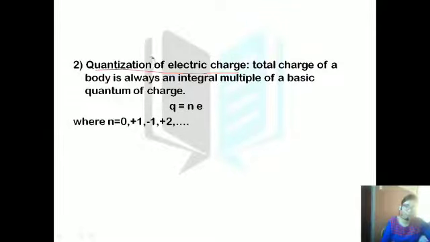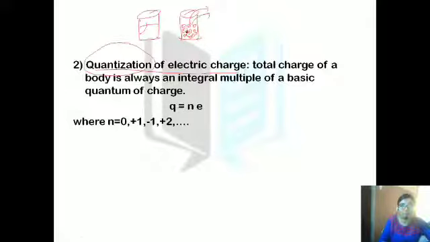First we need to understand what we mean by quantization. For that we will take a simple example. If we consider two containers, in the first container we have water, in the second container we have hailstones. If you want to transfer this water, we can move the water by any amount. But if you want to move these hailstones, we have to move them one by one. That means we can count them and move them.